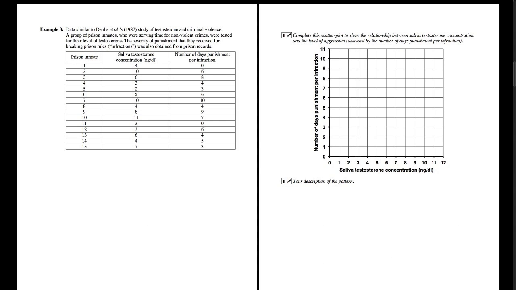So here's what we can do. We can produce what's called a scatter plot. In other words, we can plot each combination of the numbers that we're interested in on a diagram that will allow us to see if there's a link between the two pieces of information that we're interested in, the saliva testosterone concentration and the number of days punishment per infraction. I'll show you how to get started with this.